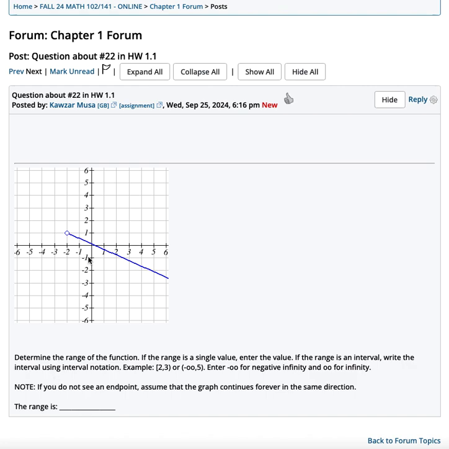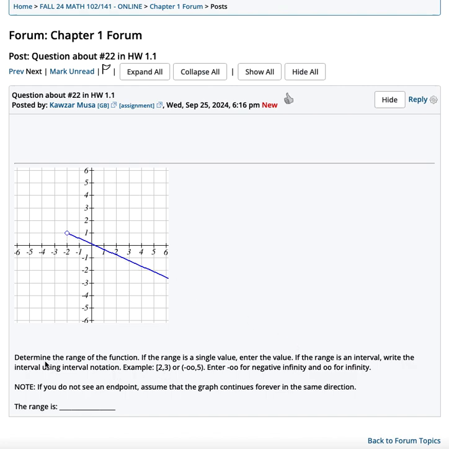So for this question, one thing people often miss is this note down here that says if you don't see an endpoint, assume that the graph continues forever in the same direction. So here where the line is just kind of heading off the graph, that should really have an arrow. I think they could make the computer draw an arrow, but that is indicating that it goes forever.